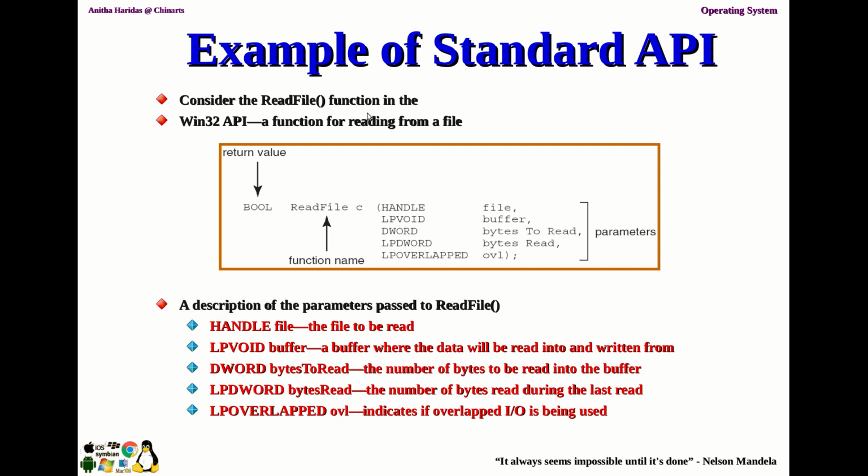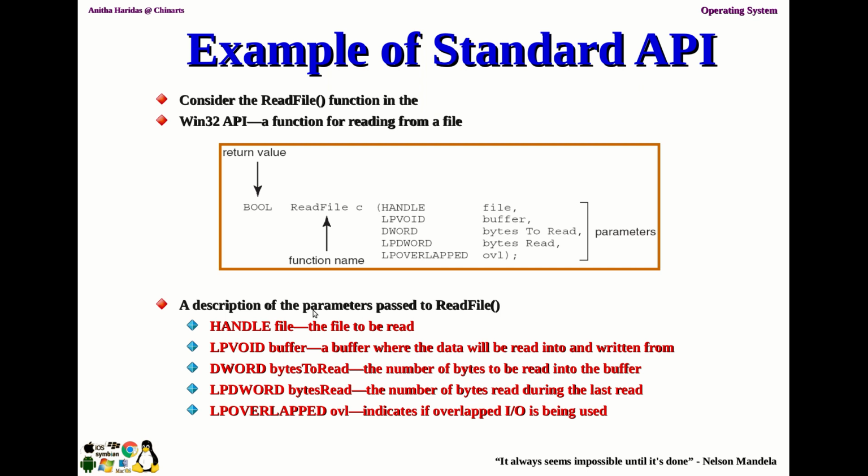Say for example, this is one of the standard APIs for reading a file. Using the Win32 API, you have a function like this, ReadFile, and this ReadFile will have this many parameters, like what is the file to be read, where will you use the buffer, how many bytes to be read into the buffer at a time, how many bytes were read during the last read, and also whether it can be overlapped or not. So all these parameters will also be used in ReadFile.